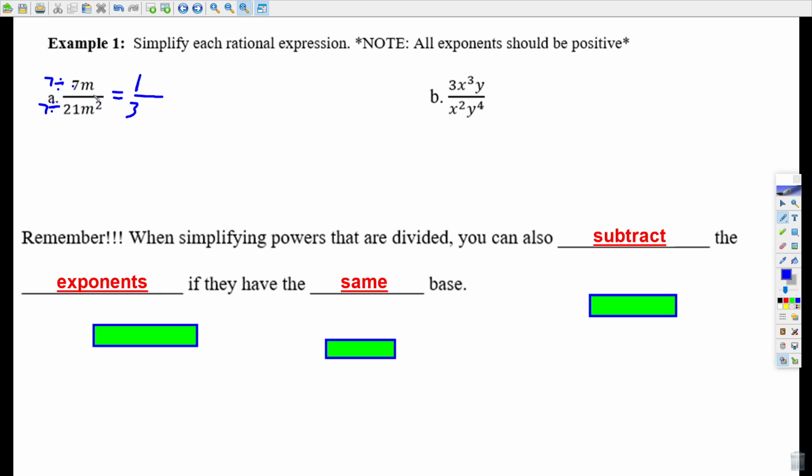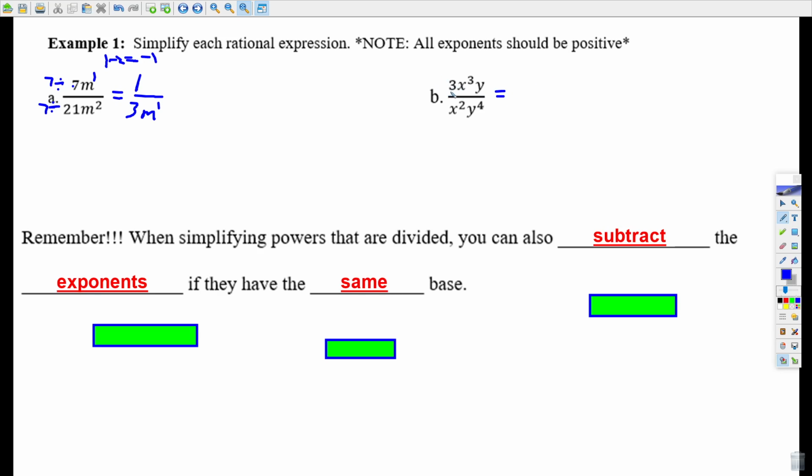And then let's finish this off. We have m to the first and m squared on the bottom. If you remember, we do 1 minus 2, which is negative 1. And if you get a negative exponent, that means you have to put it on the bottom. So we can put it at the bottom and make it positive. Just a little bit of a review. Nothing new so far. All right, let's go to part B.